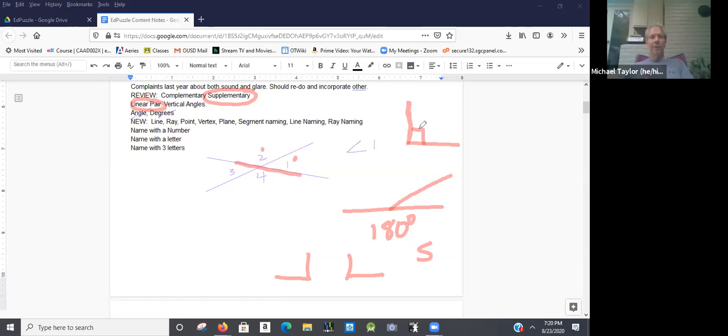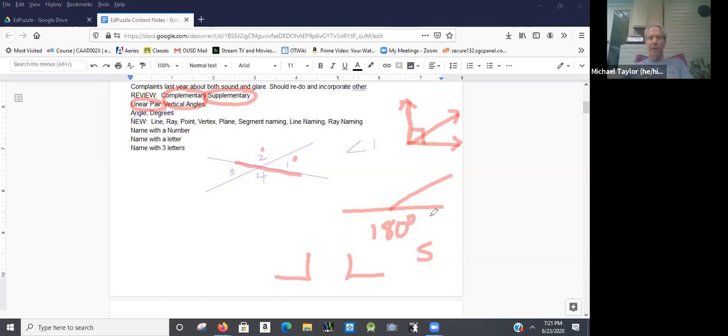Remember our right angle mark? Little square, tells you right angle. If I draw a third ray in there, okay, I'm going to add my arrows. Those two have to add up to 90 because it's a right angle. My adjacent angles have to sum to whatever the two angles add up to. That's called complementary.